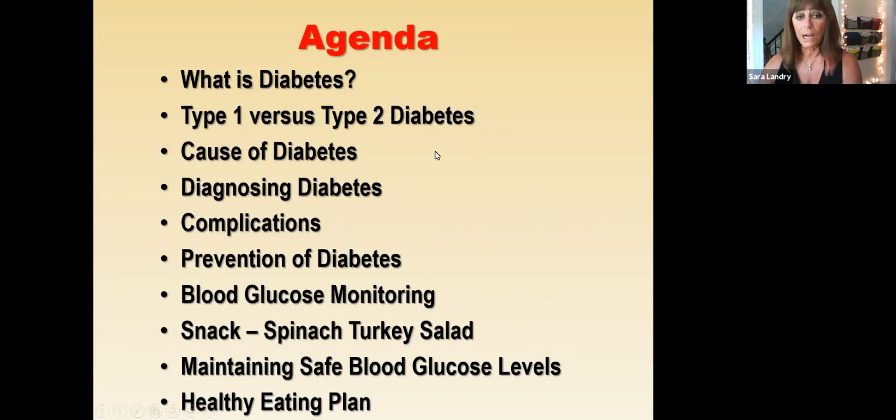This is what we're going to talk about today. We're going to really get into a discussion of what diabetes is, the difference between type 1 and type 2, what causes diabetes, how it's diagnosed, complications that come with diabetes, prevention. We'll get a little bit into glucose monitoring. I'd love to offer you all a snack, but I will show you a recipe that's good for somebody with diabetes. We'll talk about maintaining safe blood sugar levels, and we'll get a little bit into talking about a healthy eating plan, but that's pretty much going to be more of next week.